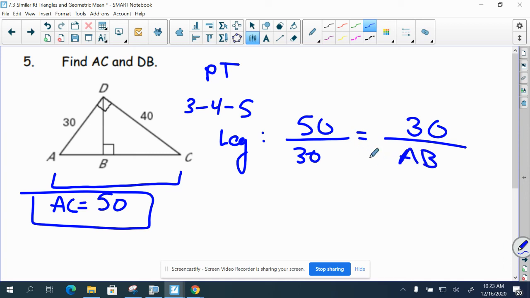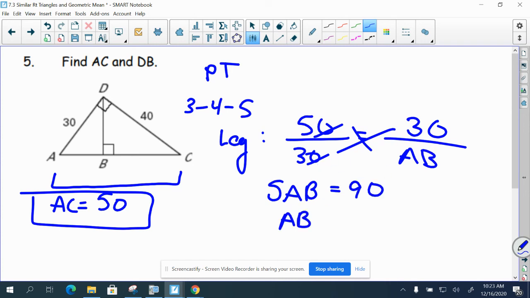Before I cross multiply, I'm going to simplify 50 over 30, which is just going to be 5/3. So cross multiply, you get 5AB equals 3 times 30, which is 90. Divide by 5, and you get AB equals 18. That's fantastic that we got that, but that is not the final answer. We then need to find what DB is. So we can just set up Pythagorean theorem.